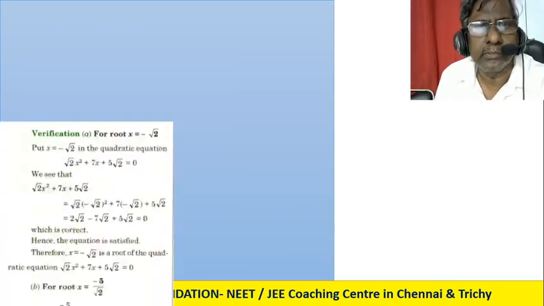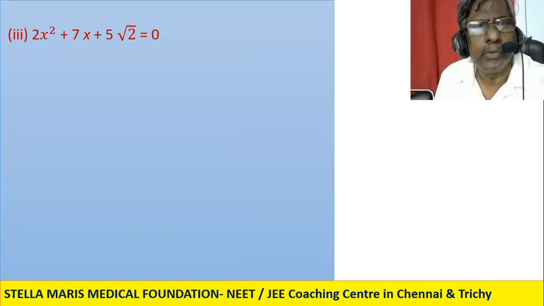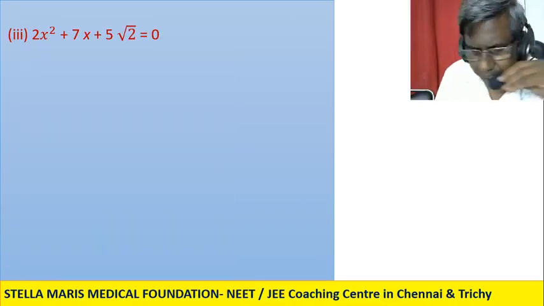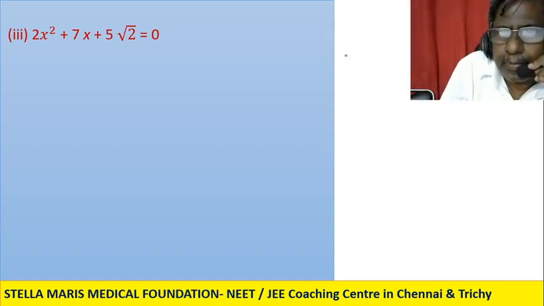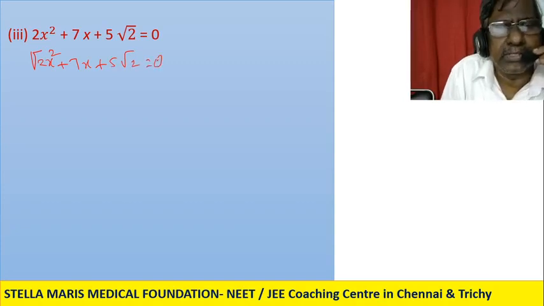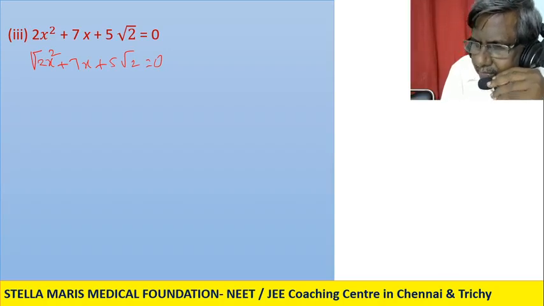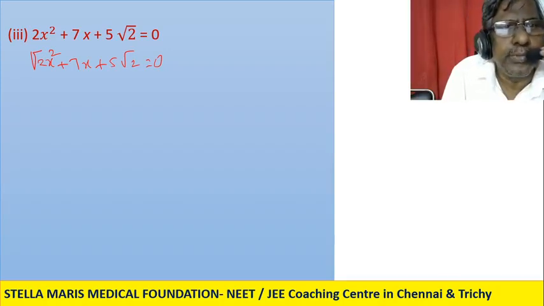The problem should be root 2x square. The problem should be like this. I'll write here: it should be root 2x square plus 7x plus 5 root 2 is equal to 0. Root 2x square. Am I right? The problem should be root 2x square plus 7x plus 5 root 2.